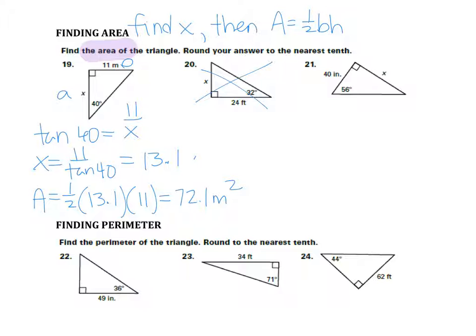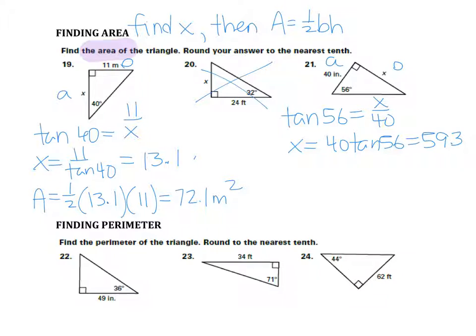And we're going to do the last one. Opposite adjacent. It's in the numerator this time, so I multiply. And then your area formula.